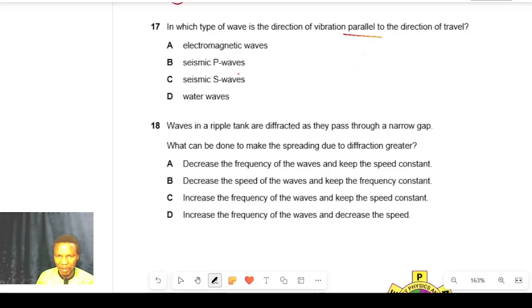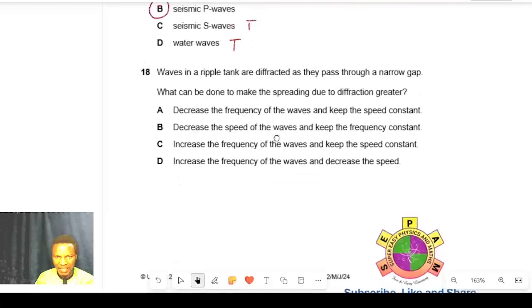So the longitudinal wave among these four given to us, this is transverse, and then water wave is transverse. So the only longitudinal wave here is the seismic primary wave, which is B. So question 18.